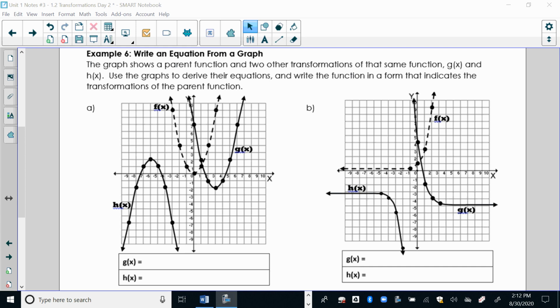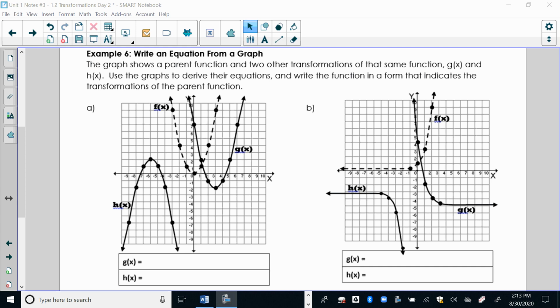All right, so our last example for today, writing an equation from a graph. The graph shows a parent function and two other transformations of that same function, g of x and h of x. Use the graph to derive their equation and write the function in a form that indicates the transformations of the parent function. So first step when you get to a problem like this where you're writing an equation of a graph is you have to identify the parent function.